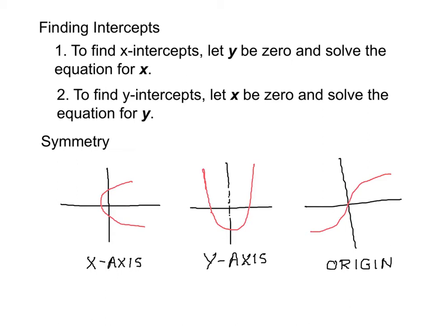The middle one is y-axis symmetry. Again, if you would fold that along the y-axis, what appears to the right of the y-axis would match up perfectly with what's to the left of the y-axis. And then lastly, we have symmetry with respect to the origin, and that is if you drew a line through the origin, you would have points equally distant from the origin in the upper right quadrant as well as the lower left quadrant.